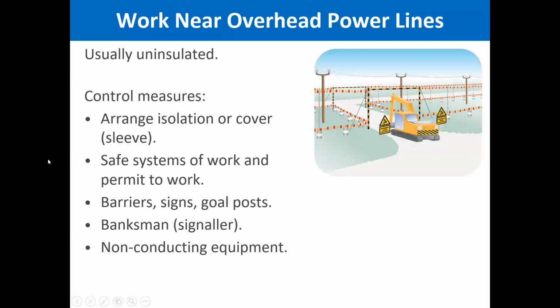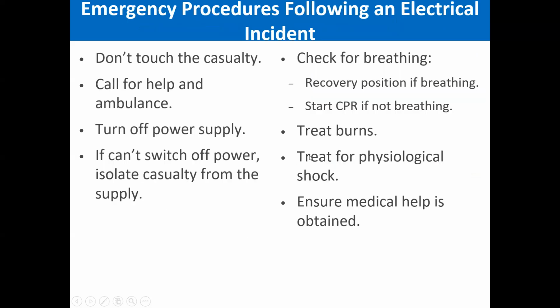Okay. So what control measures should you take while working near overhead power lines? You need to arrange isolation or a cover sleeve, which you can install temporarily on these overhead lines. Use a safe system of work and a permit to work system. Use barriers, signs, and goalposts. Use a banksman or a signaler, and use non-conducting equipment.